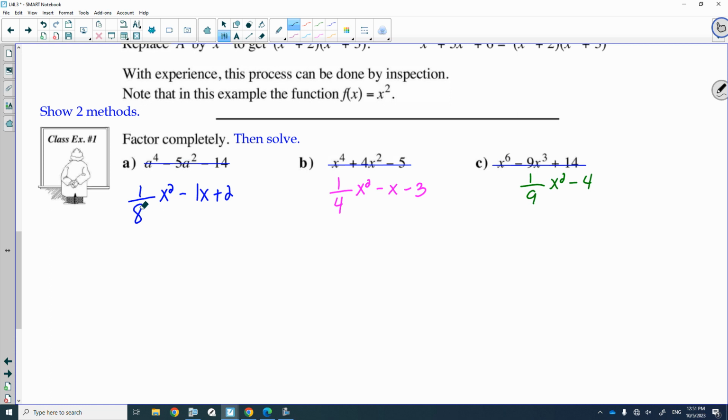So the first one I've got 1/8 x squared minus 1x plus 2. This one here, 1/4 x squared minus 1x minus 3. And this one, 1/9 x squared minus 4. Okay, this is a trinomial. Trinomials are going to be either PSA 1 or PSA 2 questions. Ideally, we always want to turn them into a PSA 1. I want to see if I could get a 1 in front of this x squared. There is a 1/8 in front of this x squared. So if there was an 8, like let's say I had 8x squared minus 1x plus 2, do you agree?